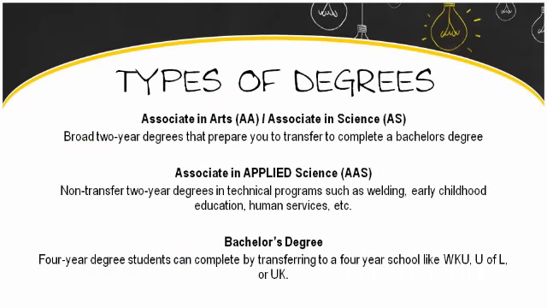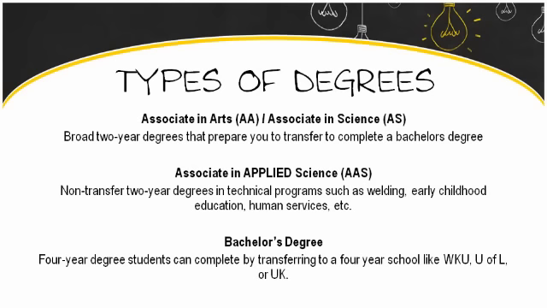There are 3 types of degrees available at ECTC. The first 2 are the Associate in Arts, AA, and the Associate in Science, AS. These are broad 2-year degrees that prepare you to transfer to complete a bachelor's degree. The third type of degree ECTC offers is an associate's degree in Applied Science, or AAS. Non-transfer 2-year degrees in technical programs such as welding, early childhood education, human services, etc. It's important to note that if you intend to transfer, you need to complete the AA or AS degree, not the AAS.